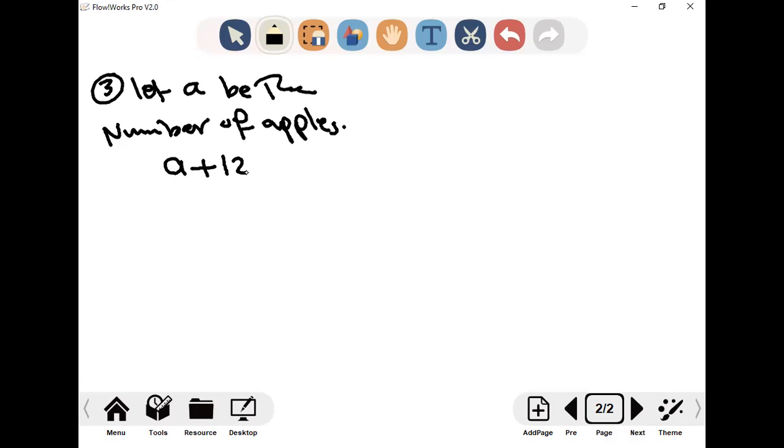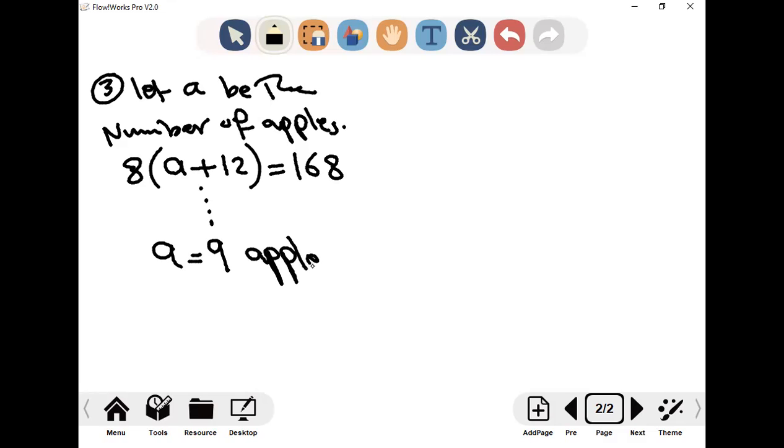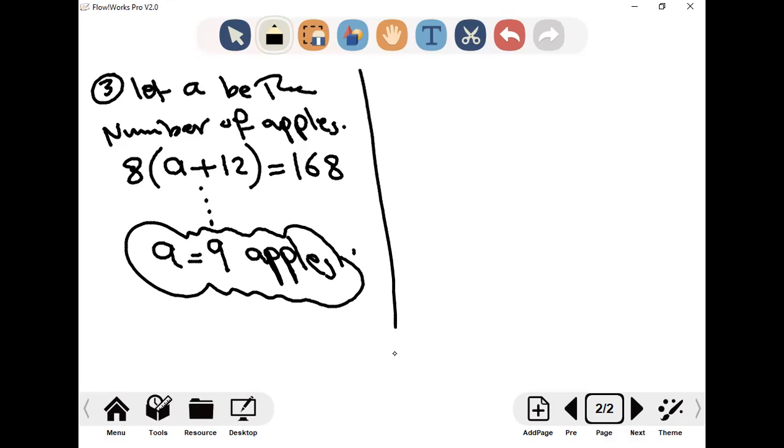How many baskets we have? 8. So all of them multiplied by 8 will be the total. This is the equation: distribute, divide, shift, do the steps. The answer of A will be 9 apples. Done? Yes. Question 4.